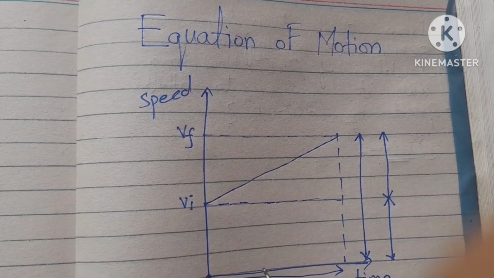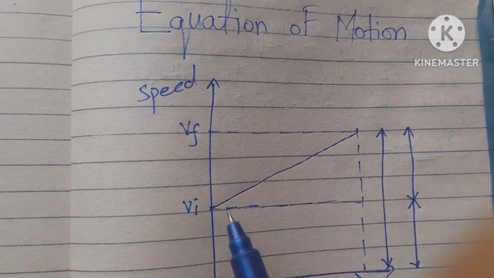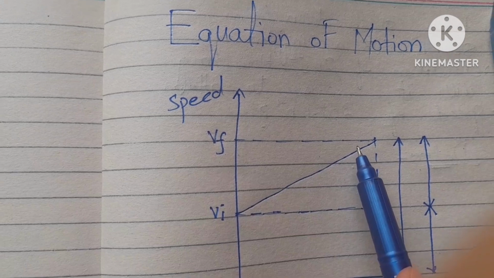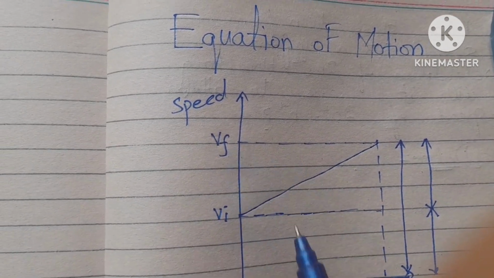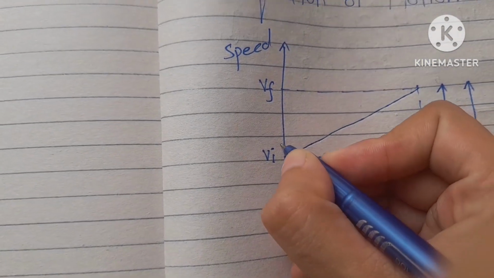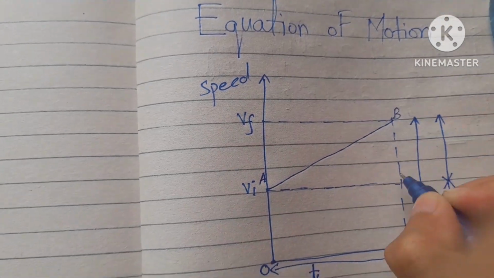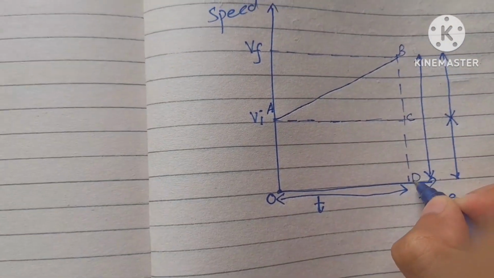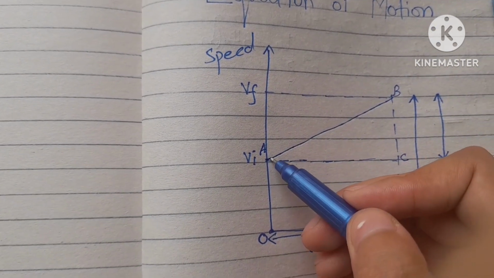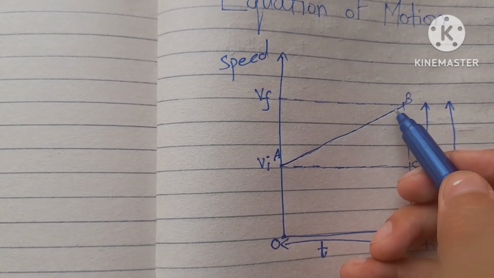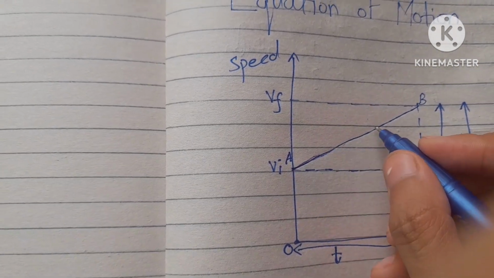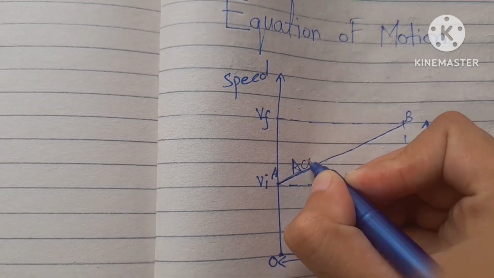Okay, we consider a body moving with a velocity vi in a straight line with a uniform acceleration a, and its velocity will be vf after time t. This point is known as O, and we name the other points A, B, C and T. This line AB is the slope, and it gives us the uniform acceleration because the body covers equal changes of velocity in equal intervals of time. That's why it is uniform, and we name it acceleration a.